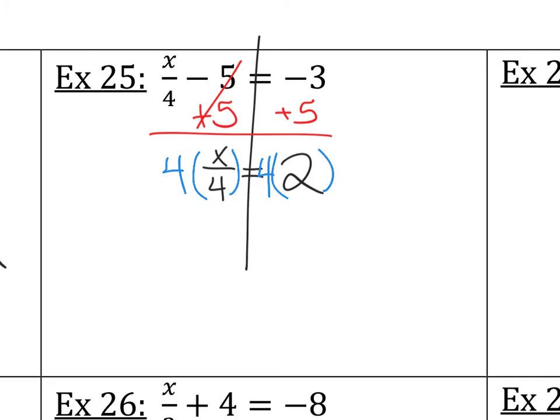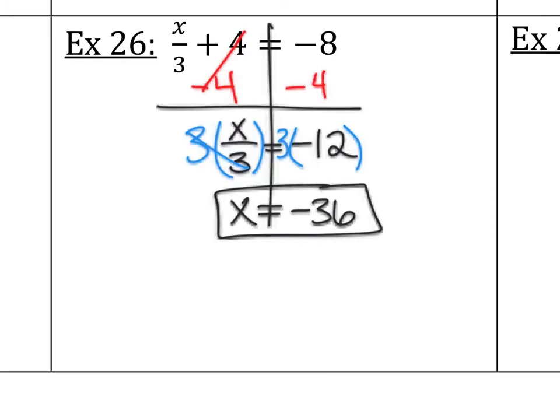So 4 times 2 is all we have to do there. So that'd be 4 times 2 is 8.